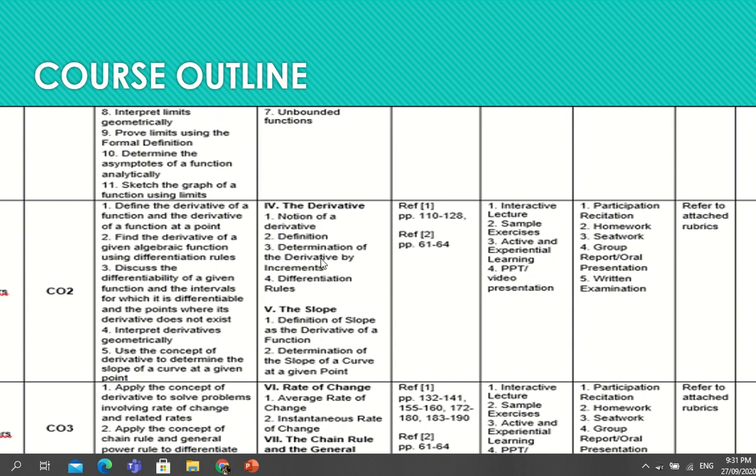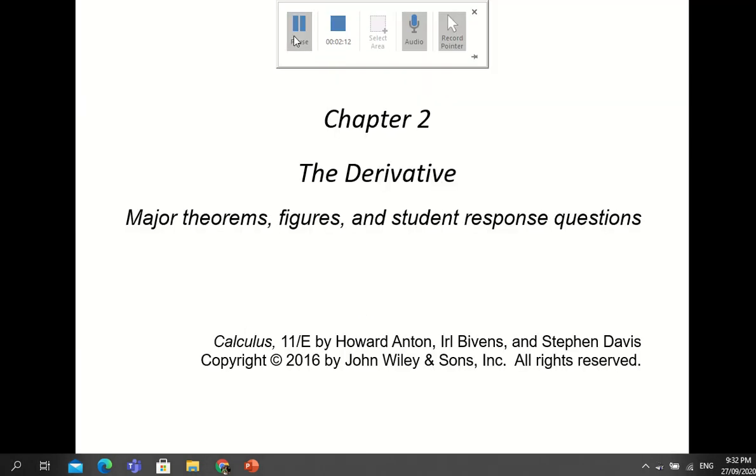Right, so the focus of this lecture is on part 4. It's about the notion of derivative, the definition, and the determination of derivatives by increments. Then we have the differentiation rules. The next is about the slope, the definition of slope as the derivative of a function, and determination of the slope of a curve at a given point. For this part also, if we don't make it this time, we'll do it in the next video. Okay? All right, we'll start with this part here.